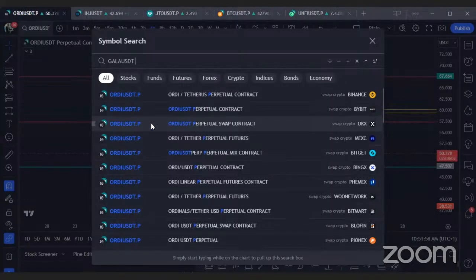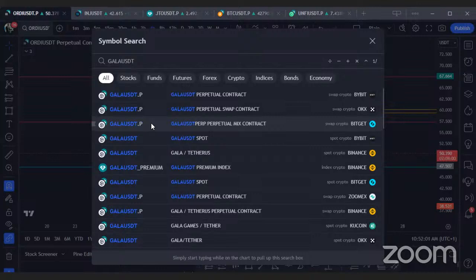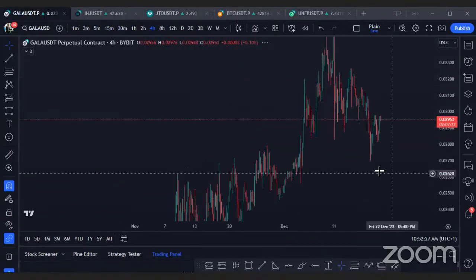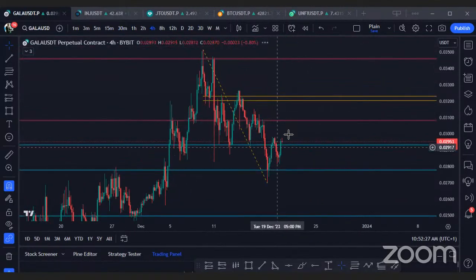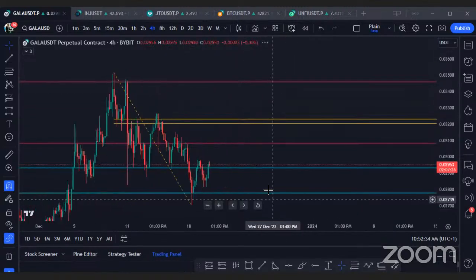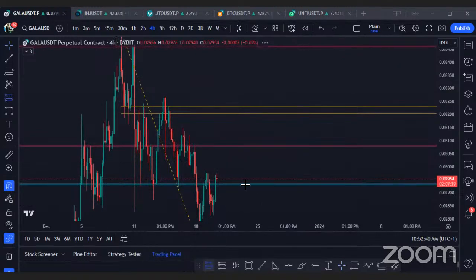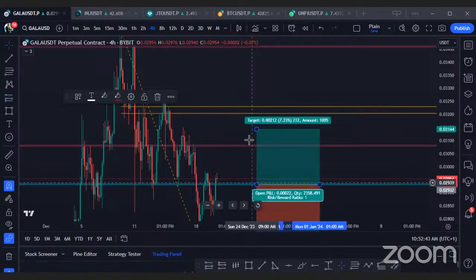Let me see where my current entry is right now. Gala is still within my entry level, just 1% profit at the moment. I don't know where your entry was, but I still feel Gala should maintain this momentum up there. So if you have not entered a trade on Gala, you can actually look at picking a trade somewhere looking at this area. Don't want us to go below that area.